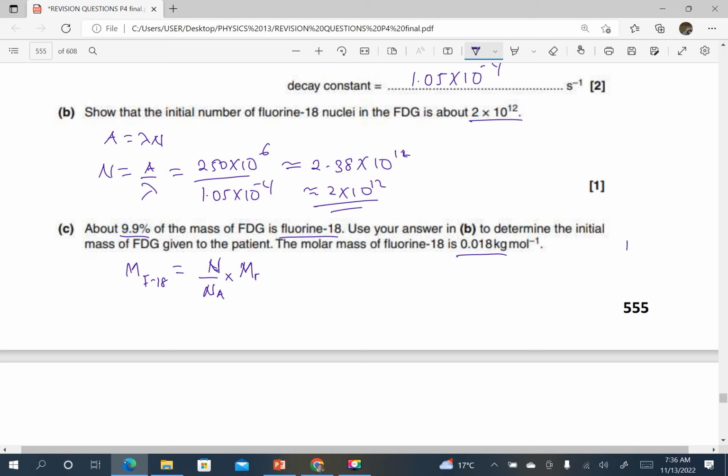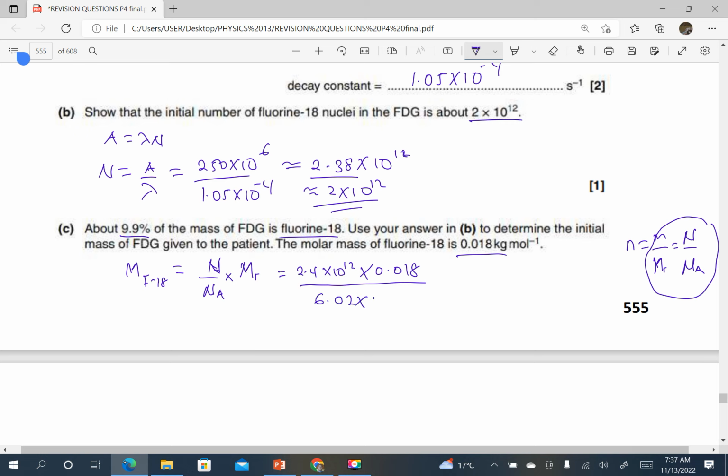You remember we said number of moles is mass over molar mass, which is the same as number of nuclei over Avogadro's number. Now I'm only taking this part here. So this is going to be 2.4 times 10 power 12 times the molar mass, which is 0.018, divided by Avogadro's number, 6.02 times 10 power 23. That is the mass of F18.